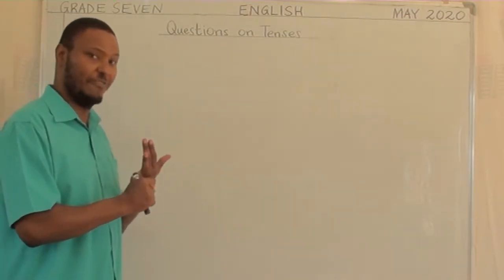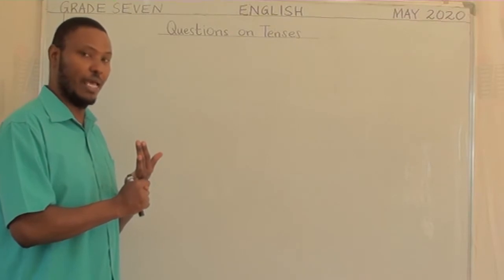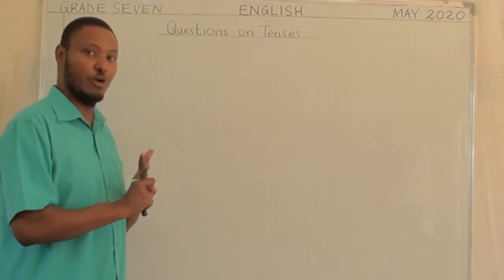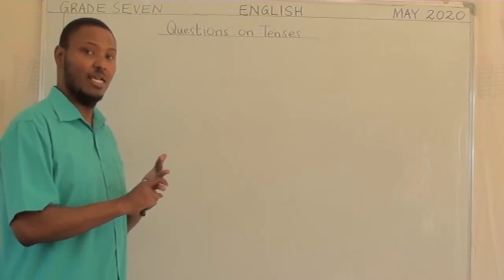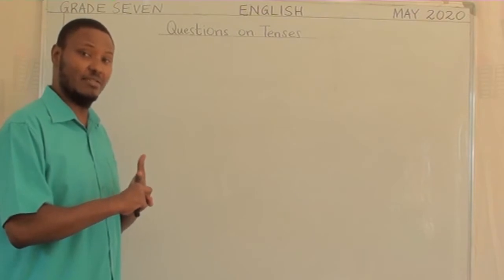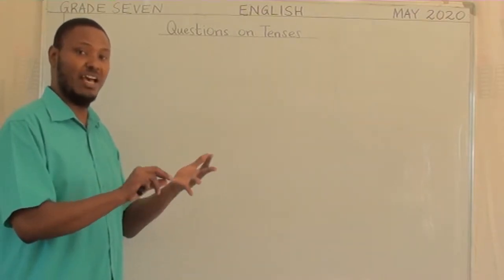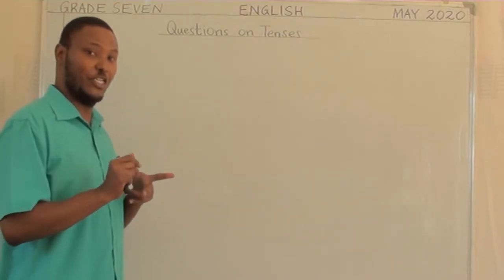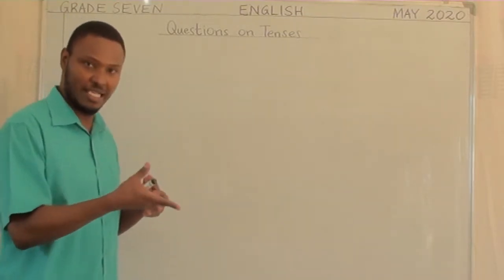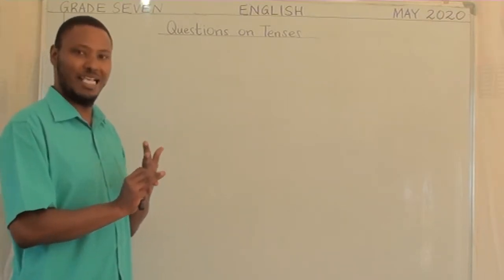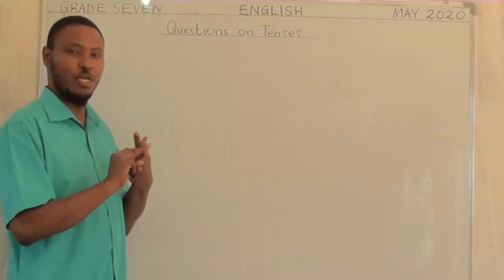We have the infinitive form, which is used to form the present simple tense. We have the past form, which is used to form the past simple tense. We have the past participle, which is used to form the perfect tenses. We have the present perfect, the past perfect, and the future perfect tense. We have the present participle, which is used to form the continuous tenses. We have the present continuous tense, the past continuous tense, and the future continuous tense.